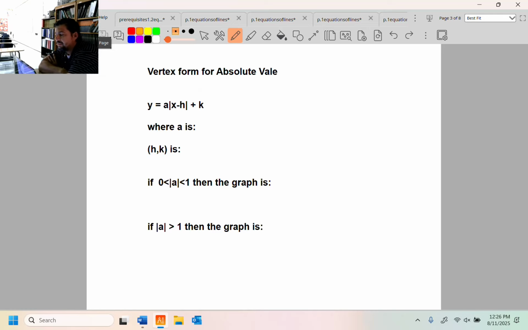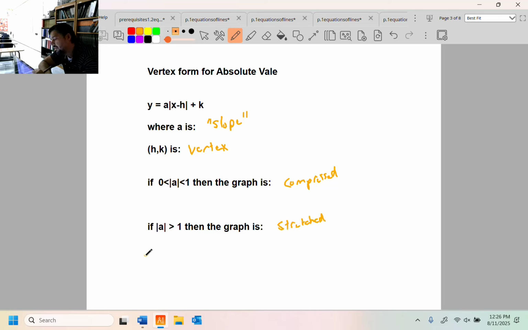Here's the vertex form for absolute value. y equals a times the absolute value of x minus h plus k, where a is, and again, we think about this as slope. It's kind of what it is, because absolute value functions are still dealing with rays, which are linear concepts. (h, k) is the vertex. And if the absolute value of a is a number stuck between 0 and 1, then the graph is compressed. If the absolute value of a is greater than 1, then the graph is stretched.